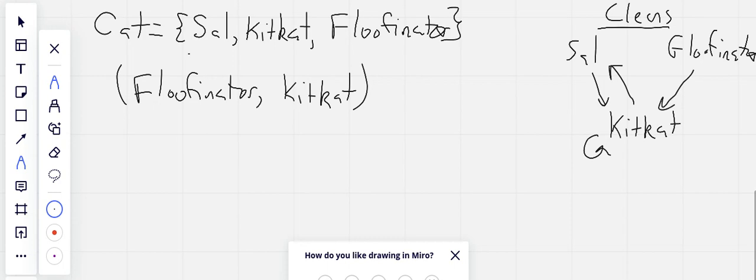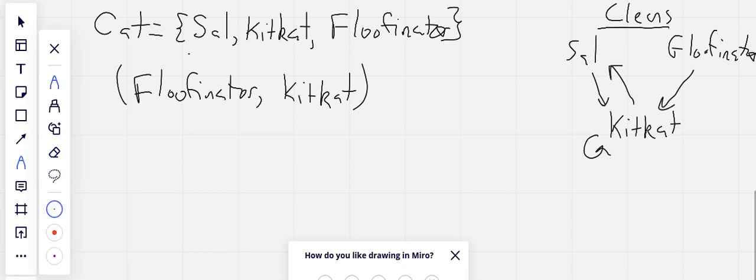And when I call this an ordered pair, what I mean is that this is a sort of list of two things. And when I say list here, I mean that the order matters. So it is definitely Floofinator that cleans Kit Kat and not the other way around. This is contrasting when I write the cat set here. These are three cats, the order doesn't matter. They just are three cats that are out there in the world somewhere.